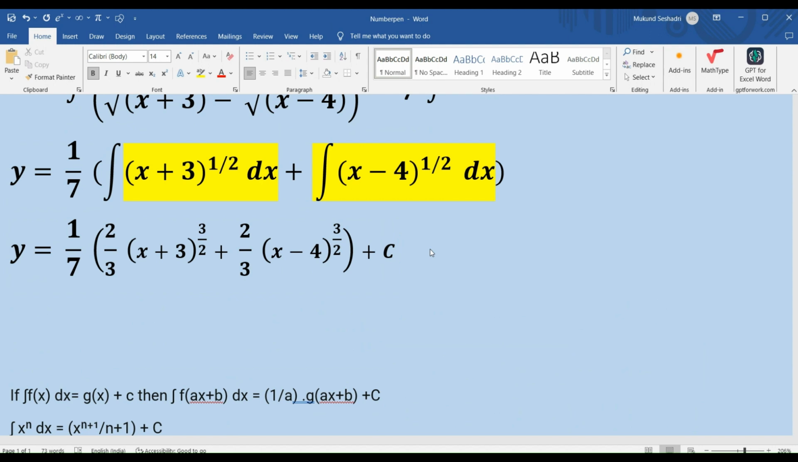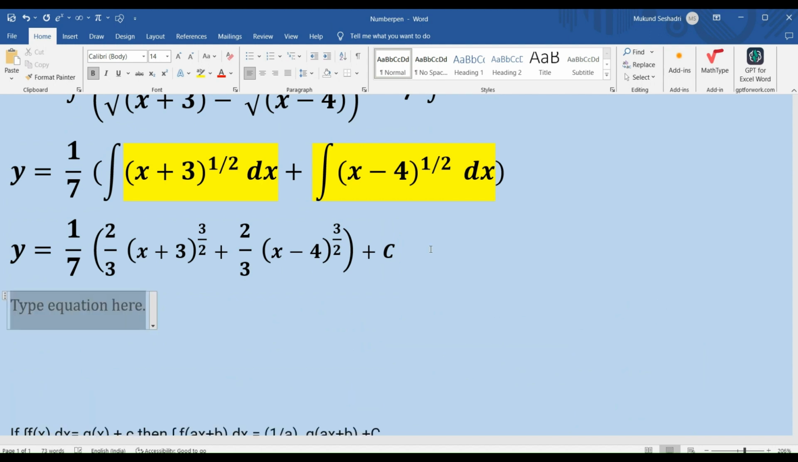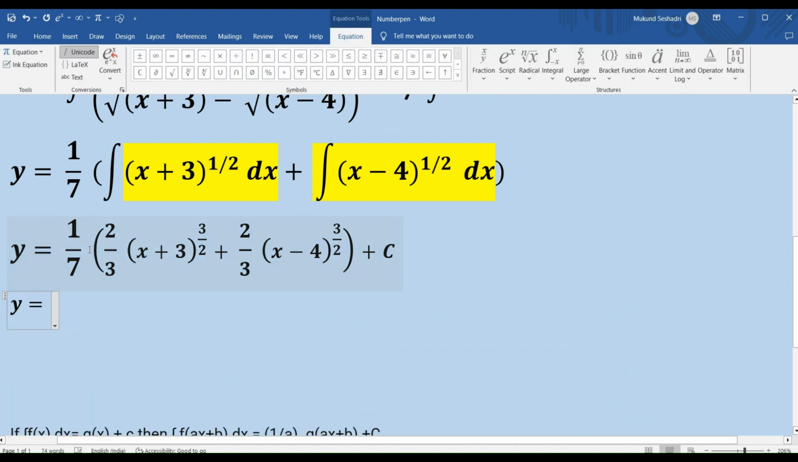I know that I can express my final answer in a slightly better manner. I can pull out my 2 by 3, and 2 by 3 into 1 by 7 becomes 2 by 21.